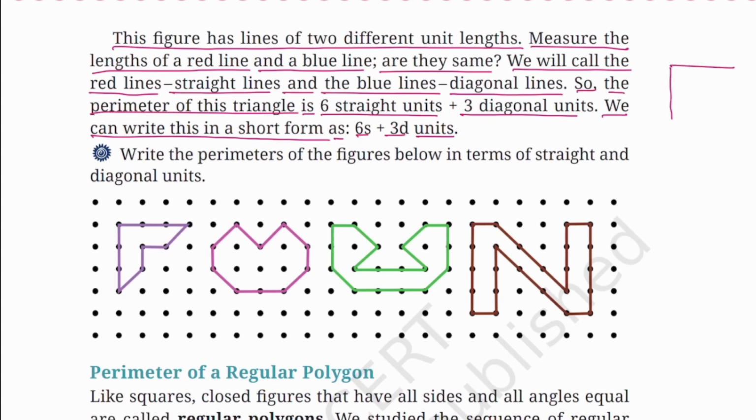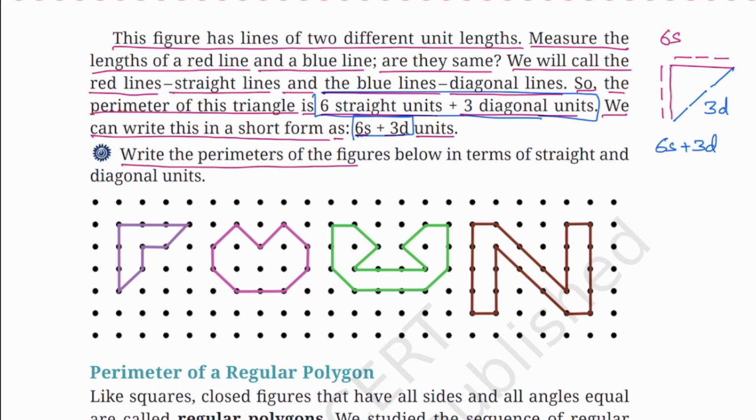On the previous page you have seen this has 3 straight units and 3 straight units here, that means 6 straight units, and this has 3 diagonal units. So overall perimeter will be 6s plus 3d, that is 6 straight units plus 3 diagonal units, written as 6s plus 3d.